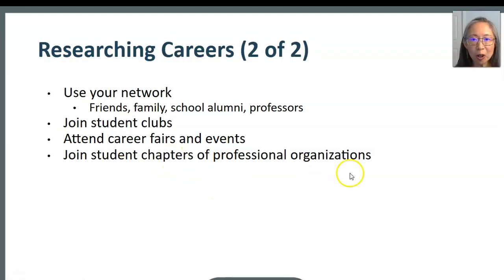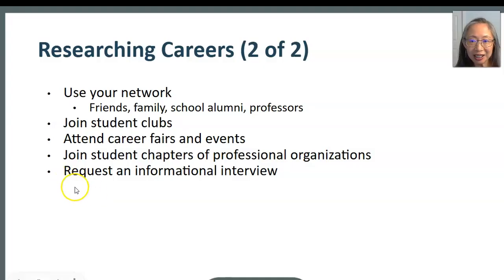A lot of professional organizations also have student chapters. So I mentioned about the Accounting Student Association. The AAA, the American Accounting Association, has student chapters, as well as the Chartered Financial Analyst and the Certified Financial Planner. Those associations also have student chapters. So those are great opportunity to connect with professionals, and then they will become part of your network.